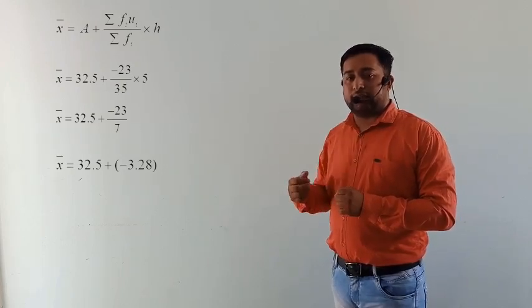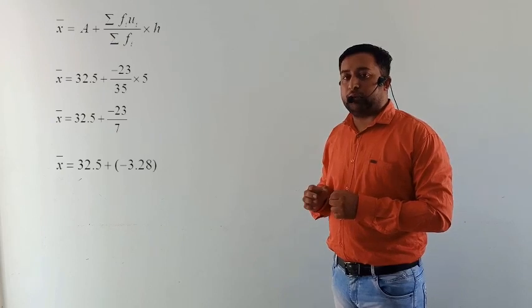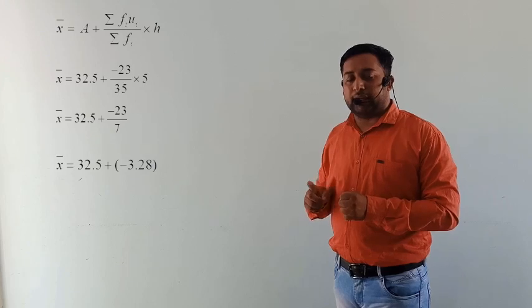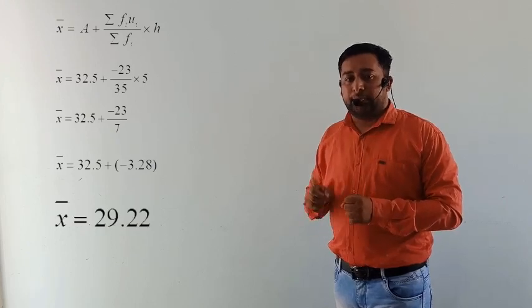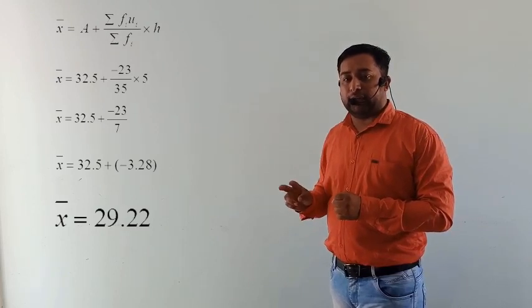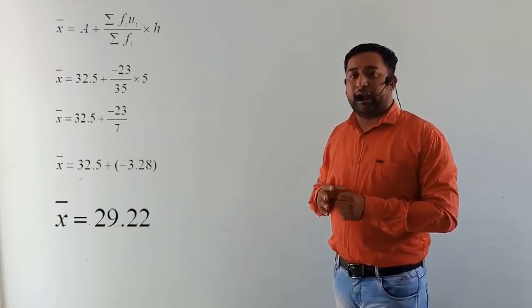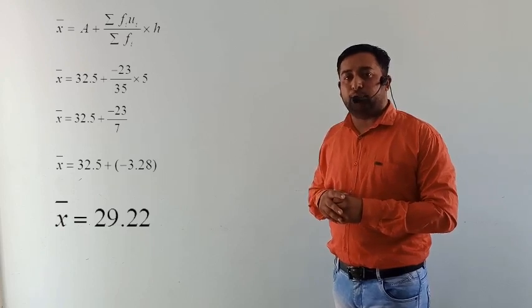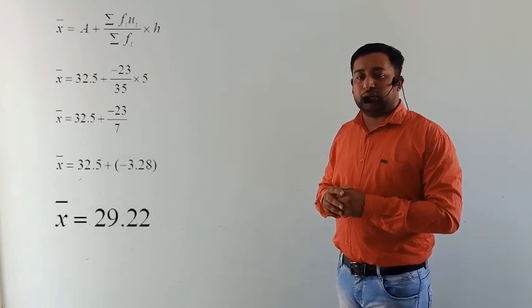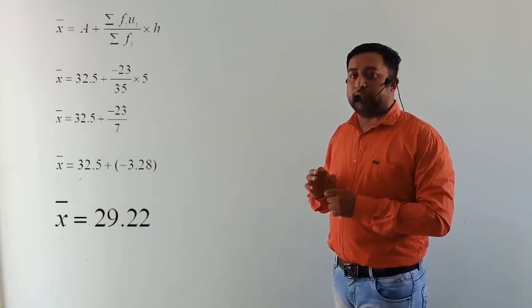Dividing minus 23 with 7 will give you minus 3.28. Now x bar is equal to 32.5 minus 3.28, which will give you x bar is equal to 29.22. Your mean is 29.22. So we have completed our 4 sums, among them 3 with the mean and 4 with the mode.